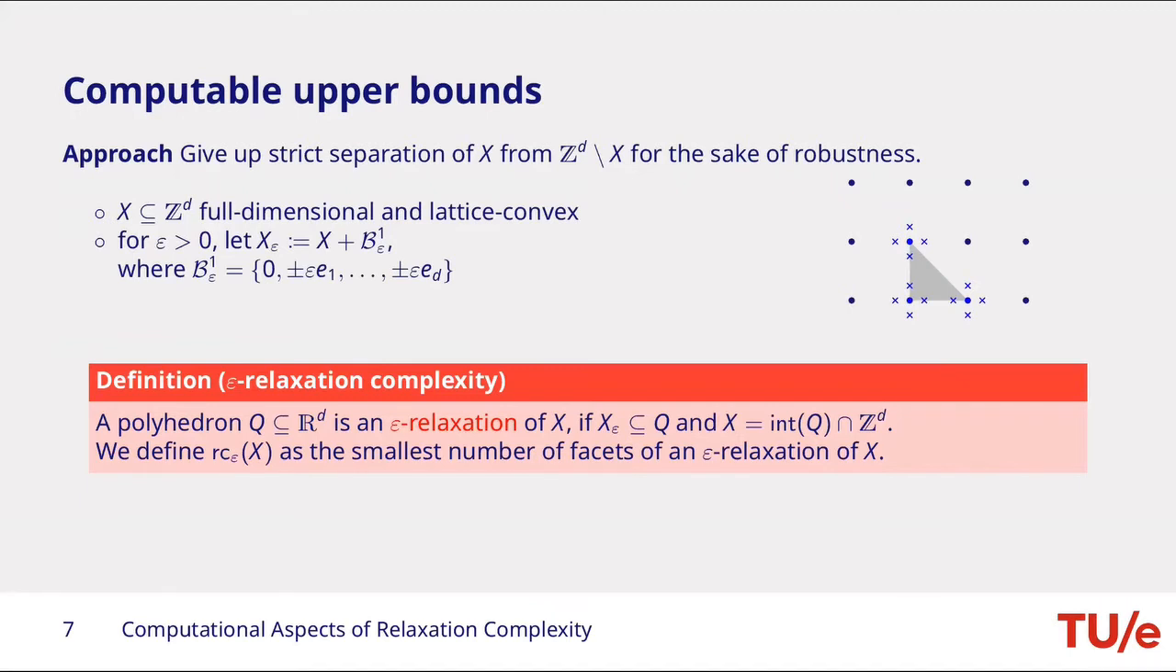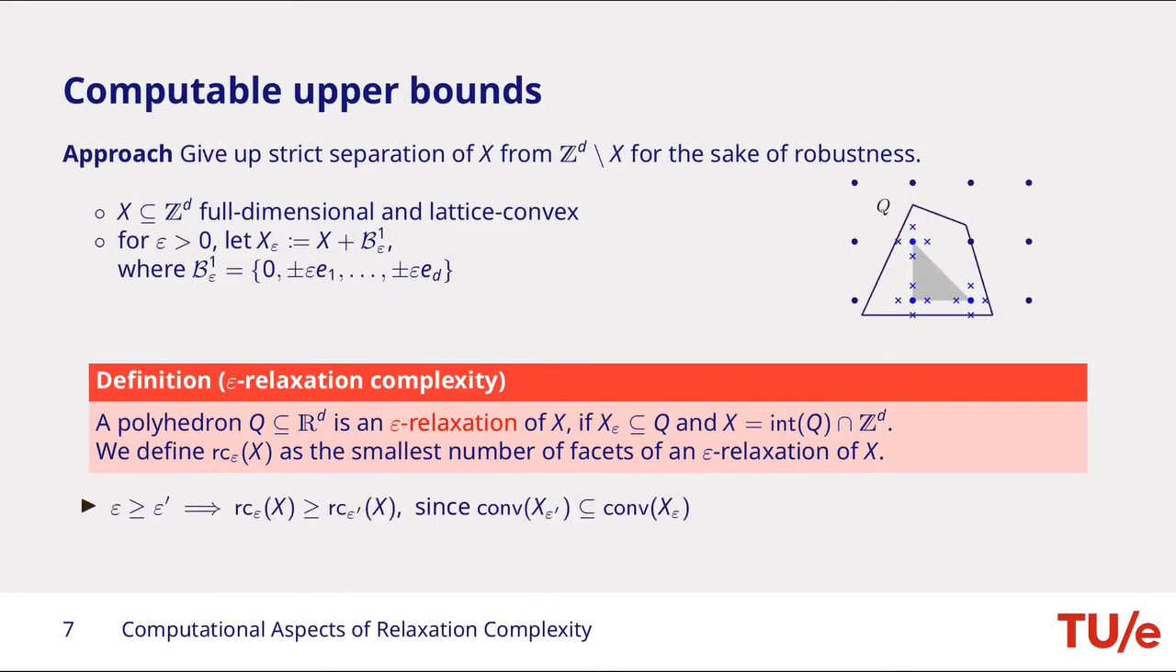To make this precise, suppose we are given a full-dimensional lattice convex set X, and we introduce a robustness parameter epsilon. To ensure robustness, we place around each of the integer points that we want to describe a discrete L1 ball with radius epsilon. This slightly extended set is then denoted by X_epsilon. And we say that a polyhedron Q is an epsilon relaxation of the initial set of integer points X if this extended set X_epsilon is contained in Q.